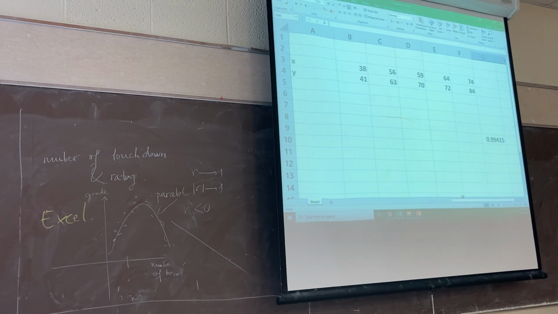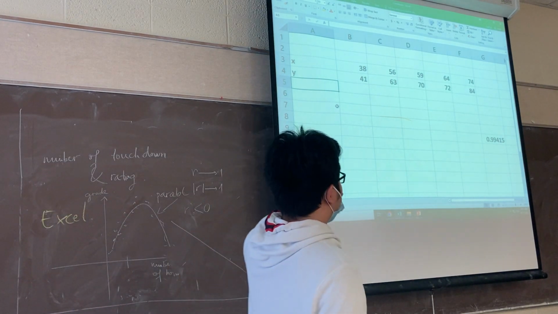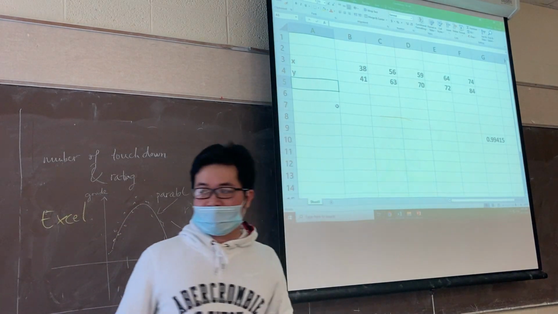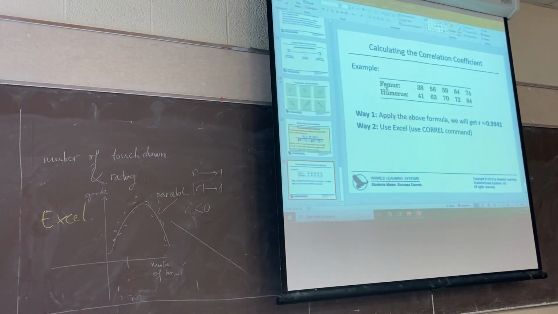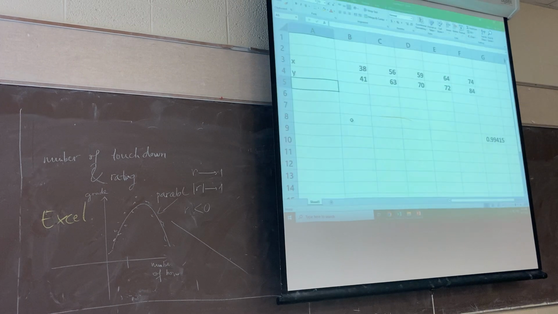Can you see it? You see it, right? Okay, I will put all the data into Excel. You can see we have X here as the firmness and Y here as the humerus. So I put X here like this, and Y here.